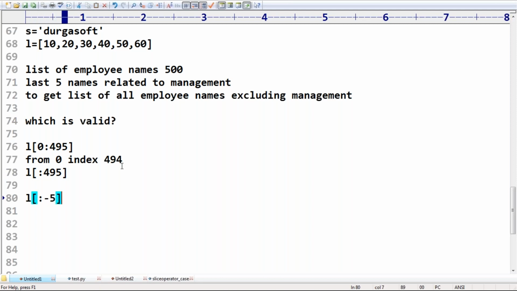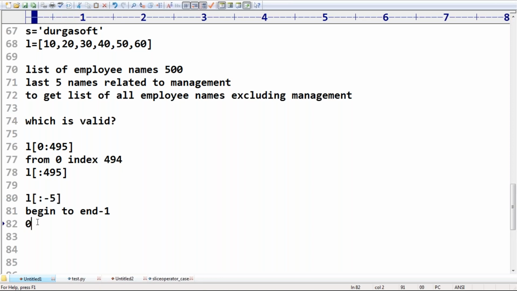Third option they provided: L of minus 5. Can you please tell, is it valid or not? L of minus 5. Yes, it is valid. The reason for that is, sir, slicing goes from begin to n minus 1, in the forward direction.